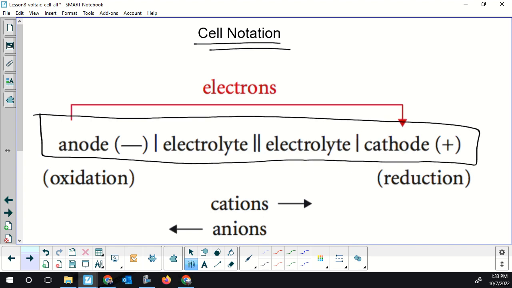In cell notation, you must start with the anode first, which is negative, and that's a solid. You put a vertical line, and then you tell the reader what electrolyte, or if you have gaseous, you would include those after the first dash. The double dash, double vertical line, is when you're switching from one half cell to the next. You're switching beakers. Then you list the electrolyte that's in the beaker with the cathode. So the aqueous solution, or if there were gaseous, you put that. A vertical line, and then you put the solid cathode, which would be your positive electrode.